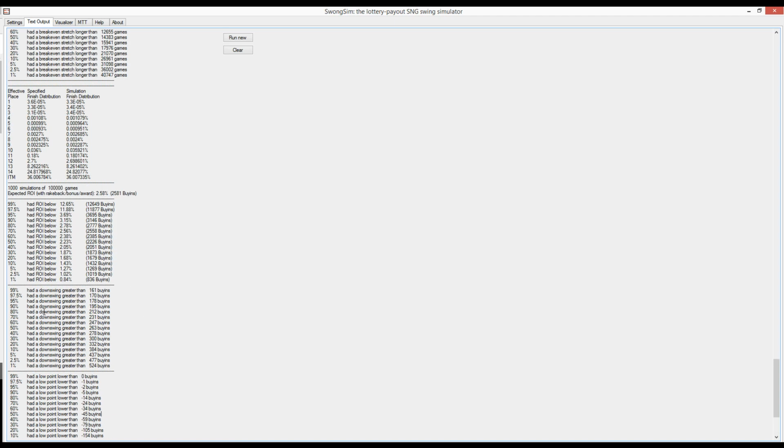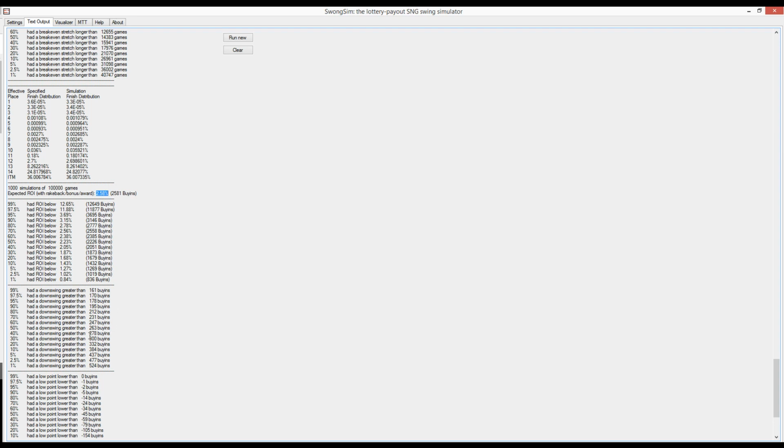I also can tell you about downswings you can expect over the course of certain samples. This was the 20,000 game sample. You can see about half of players had a downswing greater than 263 buy-ins over the 20,000 game sample. You have to know that, given this kind of ROI, which to be fair is on the low side for Spin and Goes. This is a pretty low ROI, but just whatever I plugged in.